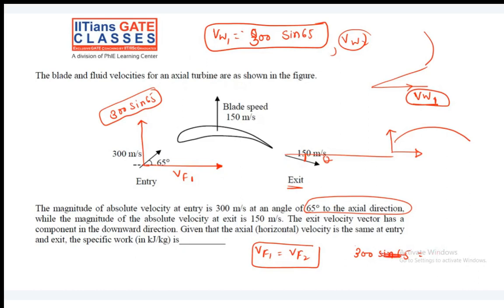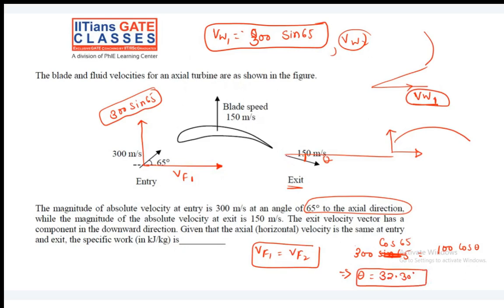Vf1 is 300 cos 65, right? Vf1 is 300 cos 65. This is equal to 100 cos theta. From here we are able to find out theta. And what is that value? Theta will be 32.3. This will turn out as 32.30 degree.